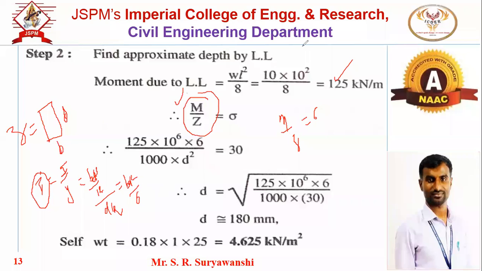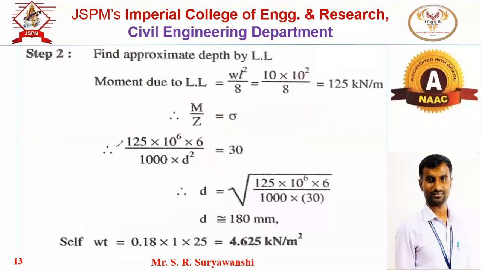Now we have to consider the unit strip, so B will be 1 meter. So BD square by 6: this is B, this is D square divided by 6. And this is the moment due to the live load, and this is the stress they have given at service, that is 30. Now if you rearrange this term, the depth due to this live load will be 180 mm. Okay. So this is the depth of the slab considering the live load moment.